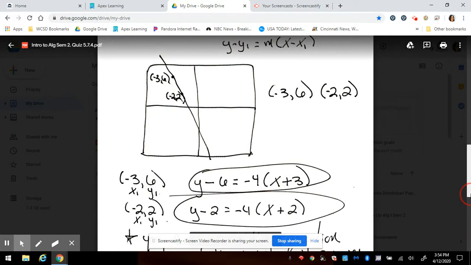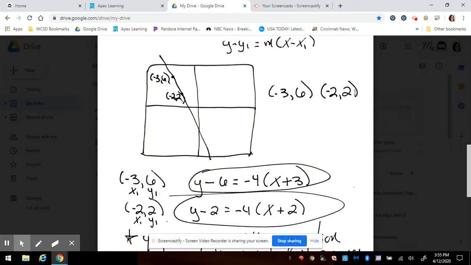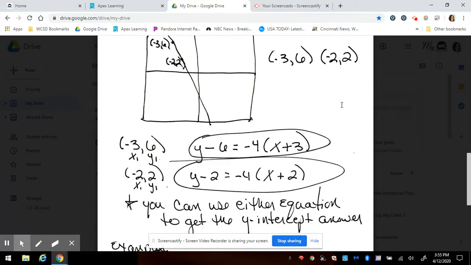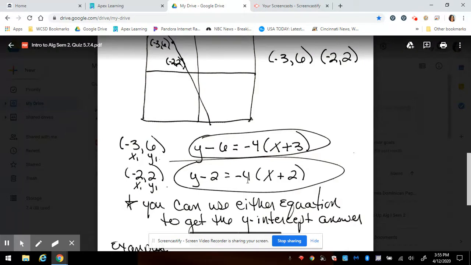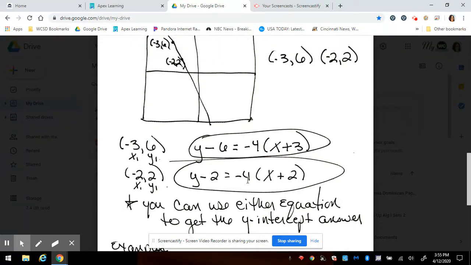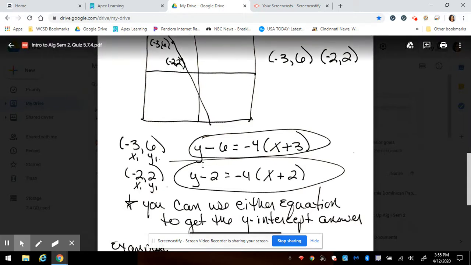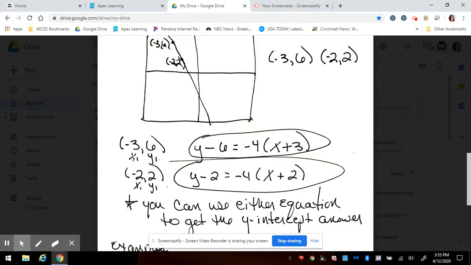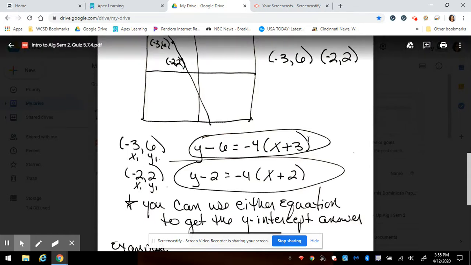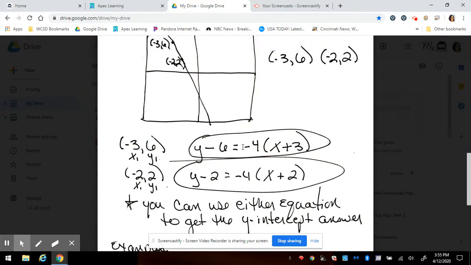Here's another example. Our points are -3, 6 and -2, 2. On this one, we're going to do the same thing. In all of our choices, our slope was a -4, so we know that's going to be a -4. So we're just going to take our -3, 6, make one x1 and y1, and put that into our equation. So we've got y minus 6 equals a -4 parenthesis x plus 3.